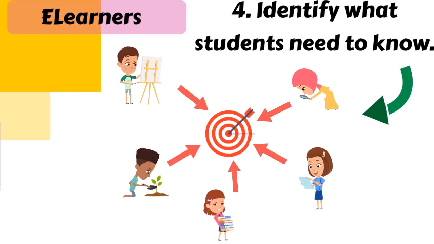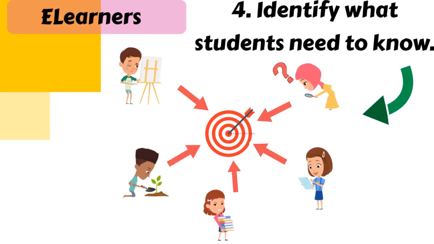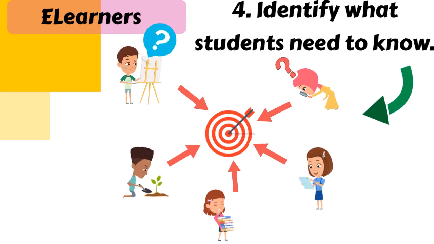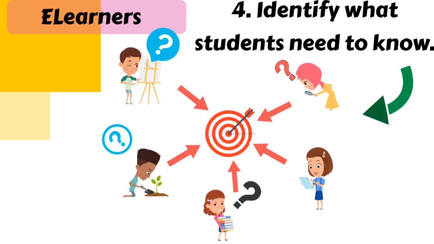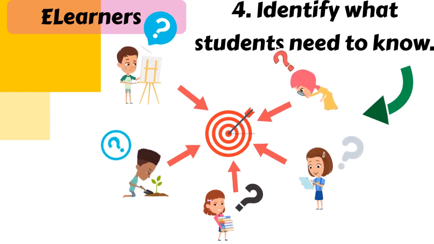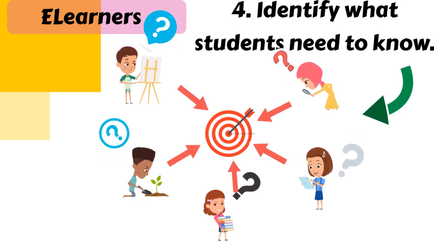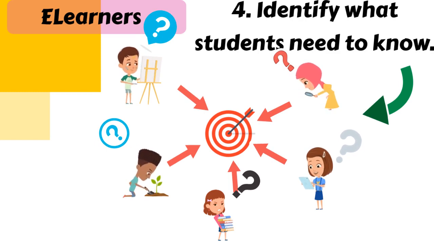The last and final step in action mapping for e-learners is to identify what students genuinely need to know. Look for the minimum amount of information. Omit information that is unnecessary. If the information doesn't directly support an activity, don't add it.